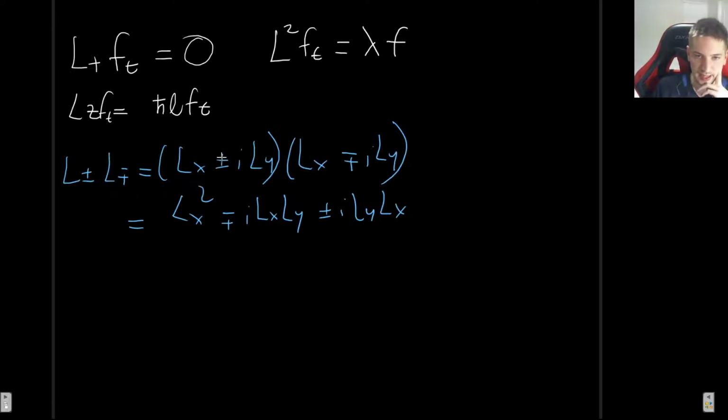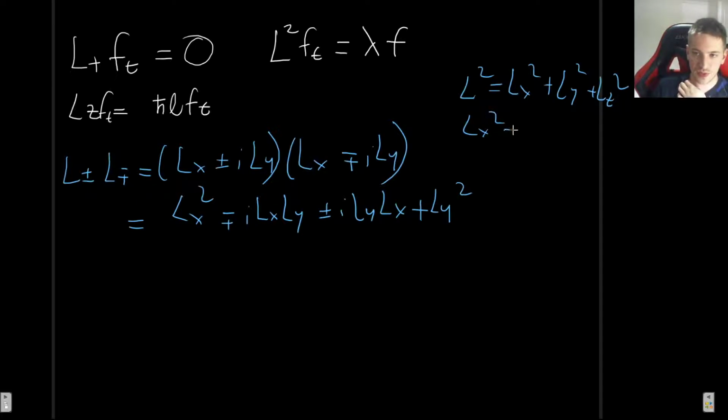Ly Lx. And now let's take a look at this. If we have plus times minus, we get minus. If we have minus times plus, we get minus. So either way, we're going to get a minus here. But then we have I times I, which is going to be minus. So we're going to end up with something positive. And then we have Ly squared. And notice that here we have Lx squared plus Ly squared. And L squared is Lx squared plus Ly squared plus Lz squared. So what we have here, which is Lx squared plus Ly squared, this is simply L squared minus Lz squared.